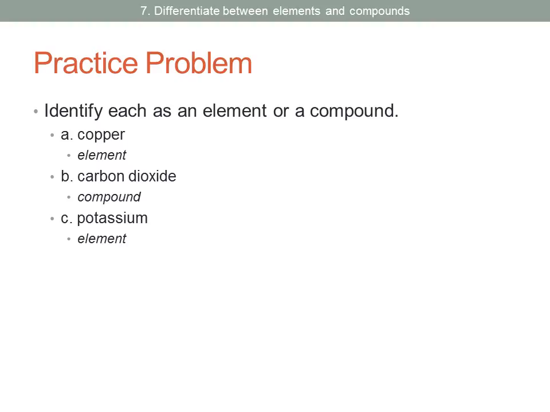Potassium, that's also an element. Iodine, we can find that on the periodic table, so that's an element. Ethanol. Ethanol is not an element. In fact, it's composed of carbon, hydrogen, and oxygen. That makes it a compound.